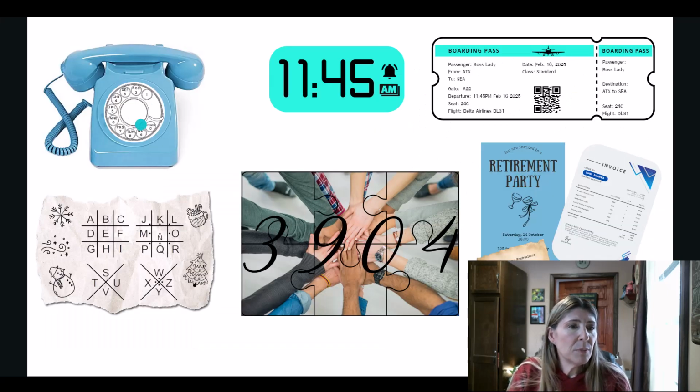A telephone can be used to exchange letters into numbers. This is called the pigpen cipher. It can be used to write codes. Codes can be hidden on jigsaw puzzles. So you have the puzzle, you cut out the pieces, and then they have to put it together. Clocks can have hidden numbers.